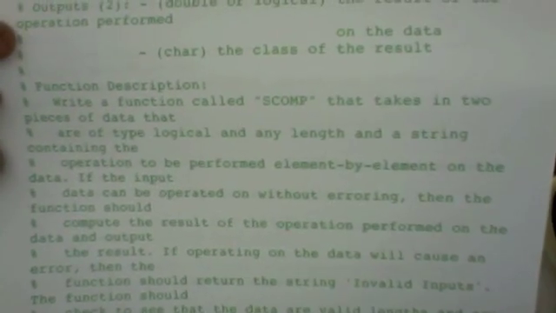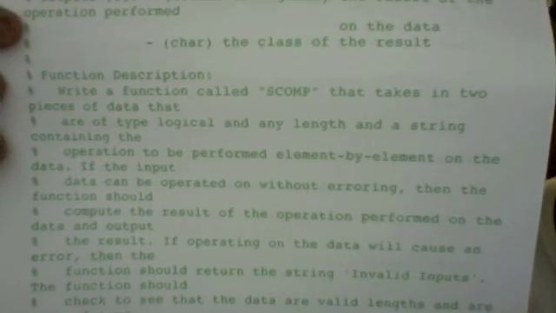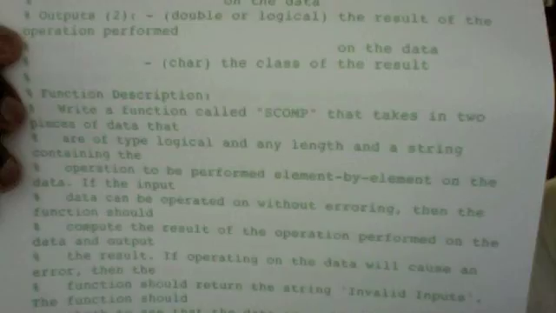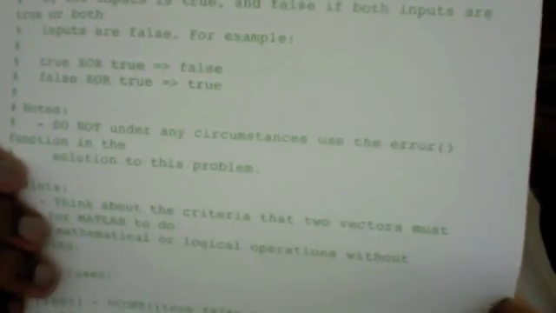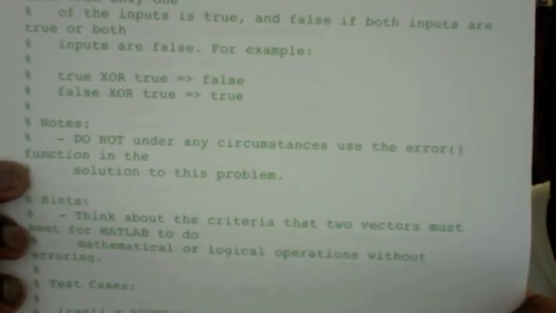The result, if operating on the data will cause an error, then the function should return the string invalid inputs. The function should check to see if the data are valid lengths and are both of type logical. The possible operations that we could use in this are and, or, and XOR. Oh, sorry, that was at the bottom of this. The possible functions we can use are and, or, and XOR. The OR is an exclusive OR function. And the only note is do not use under any circumstances the error function.